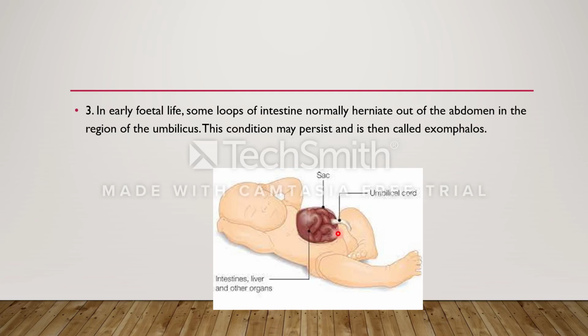But sometimes this condition may persist. This is named exomphalos, or it is also named omphalocele. That is, the normal physiological herniation has occurred, but it has not been retracted back. The hernia persists beyond the 10th week. This is named exomphalos or omphalocele.